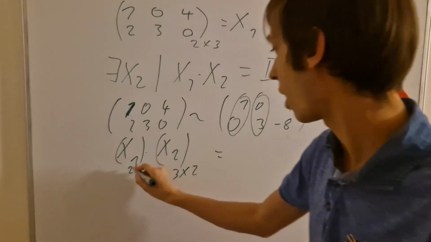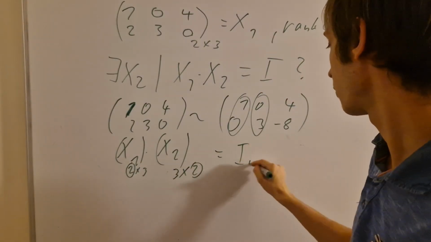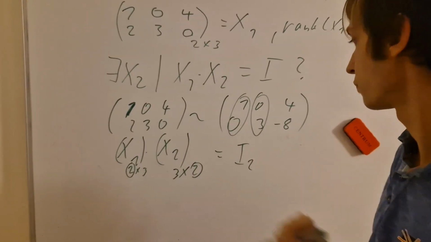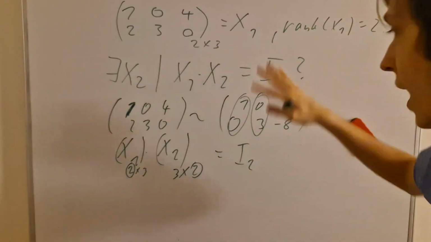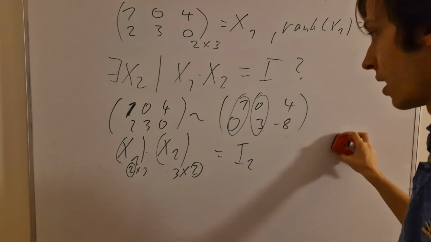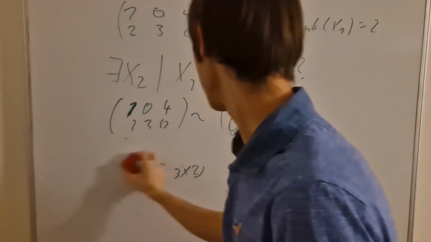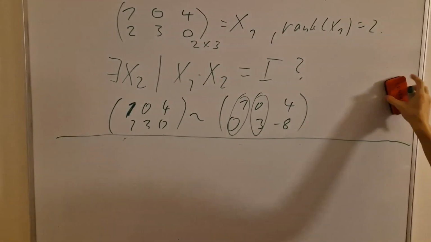And actually, the outer dimensions, the 2s outside here, give the dimension for the identity that we're looking for. So it will be the identity 2 by 2. So we want this times some matrix to equal the identity with 2 rows, 2 columns, and that would be exactly this. So let's look for that. We also have to find some more details.